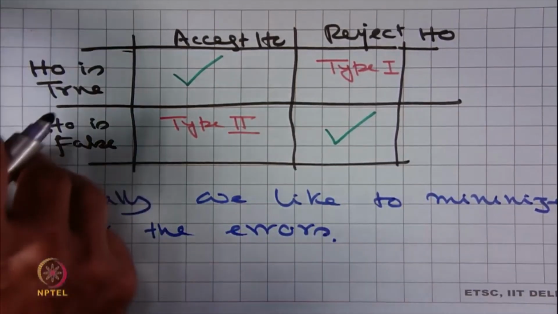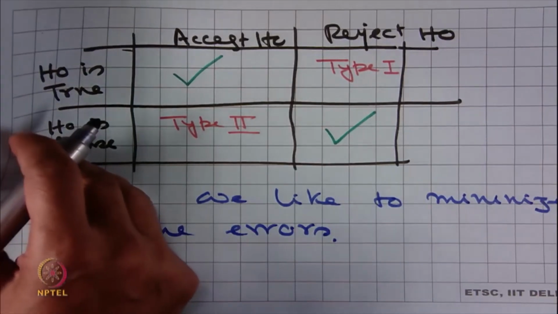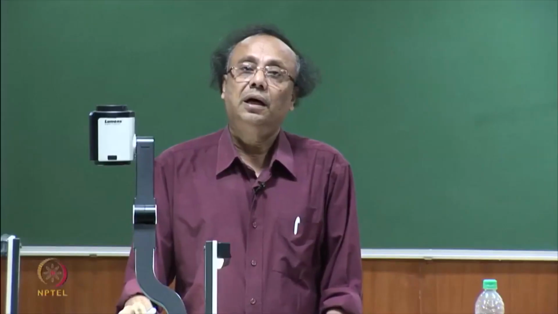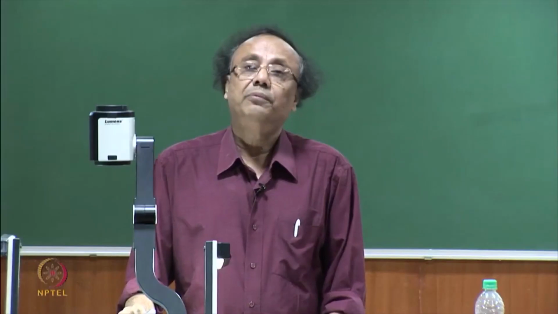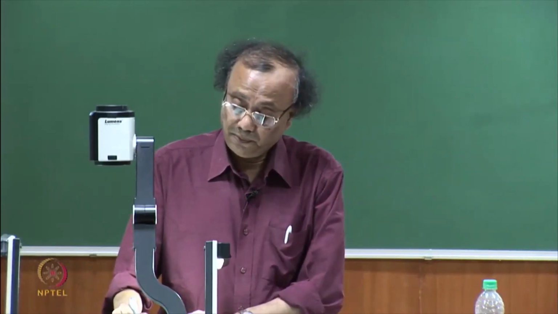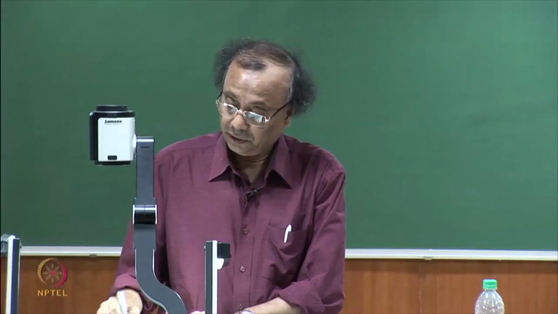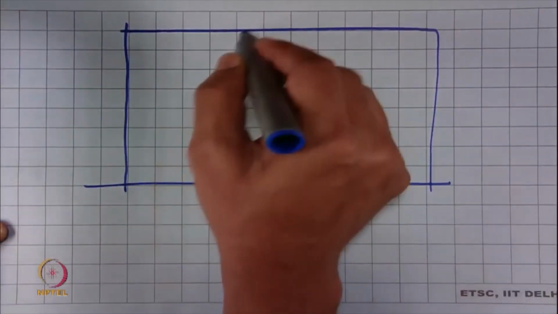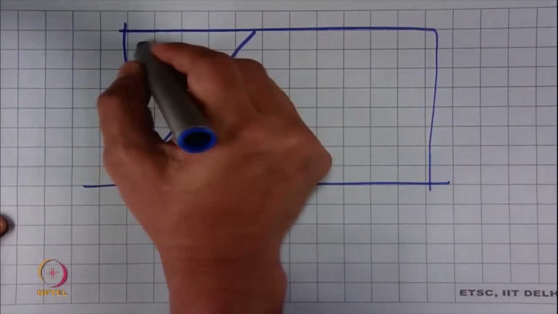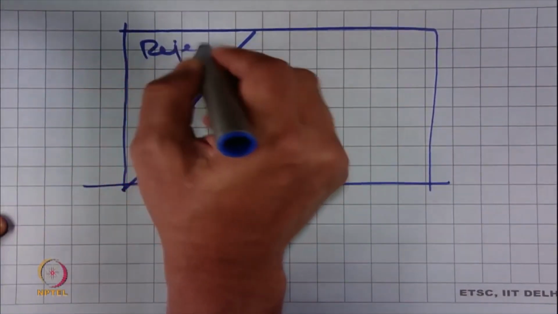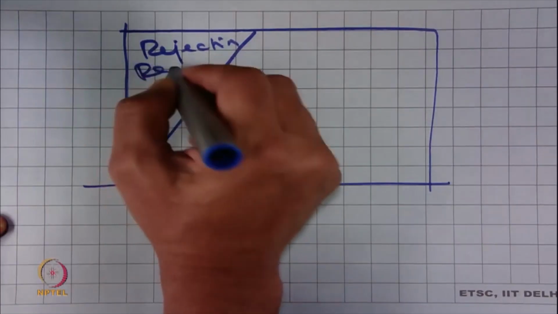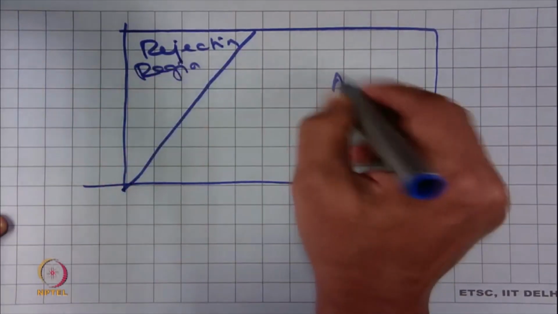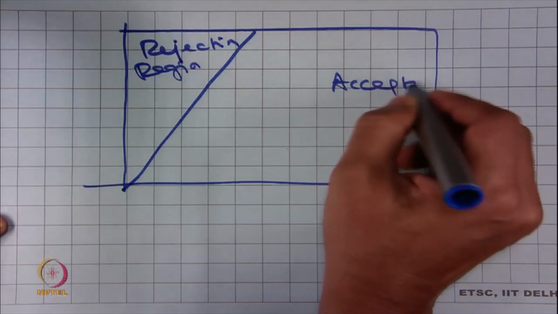Why? Because the acceptance region and the rejection region are decided beforehand. So, suppose this is my sample space, this is the rejection region, this is the acceptance region.